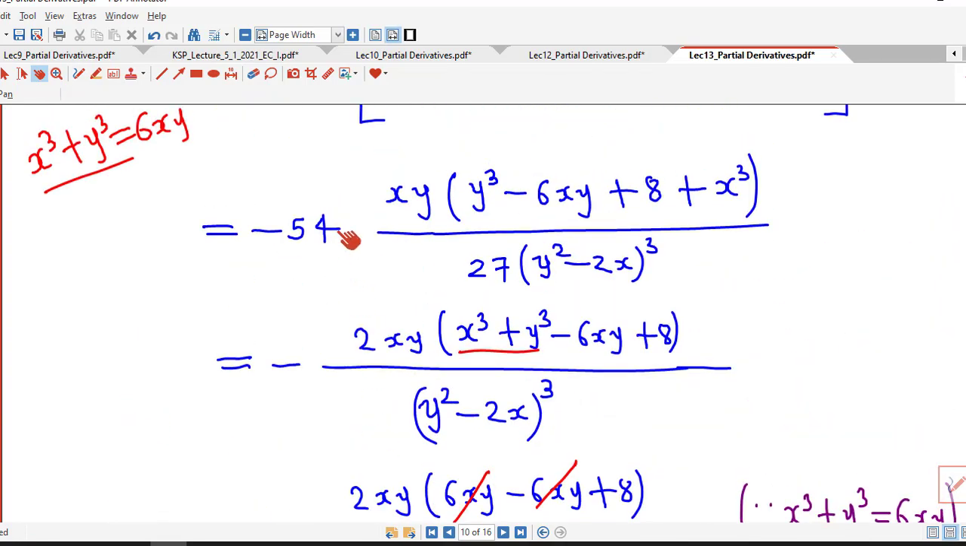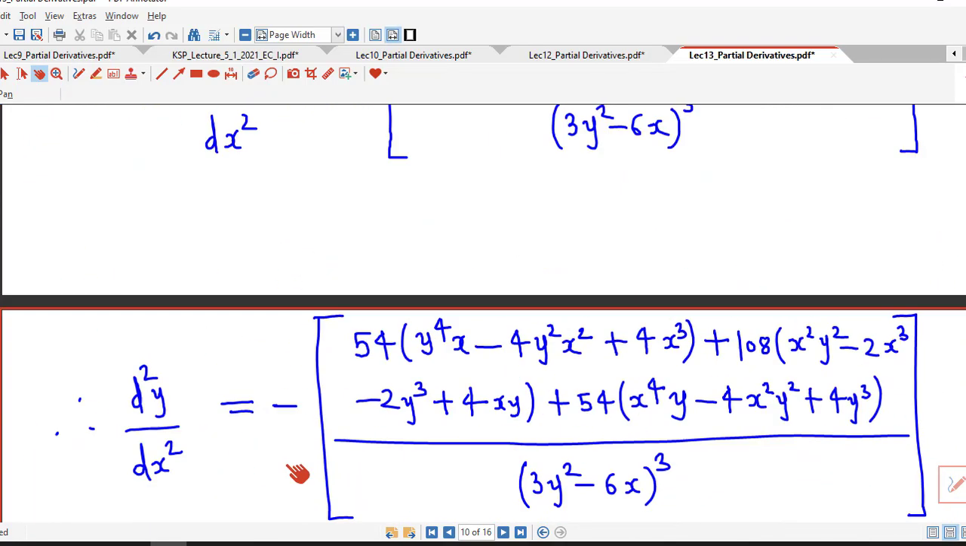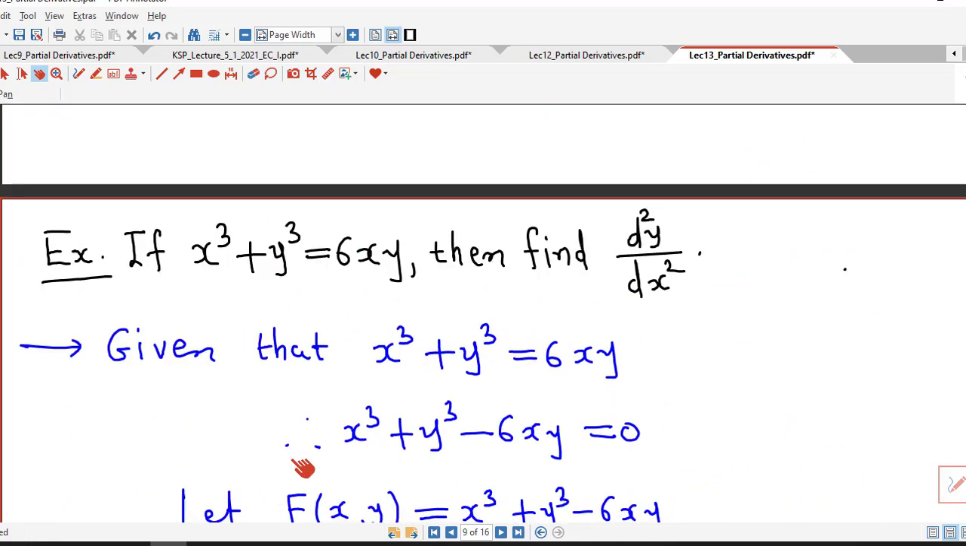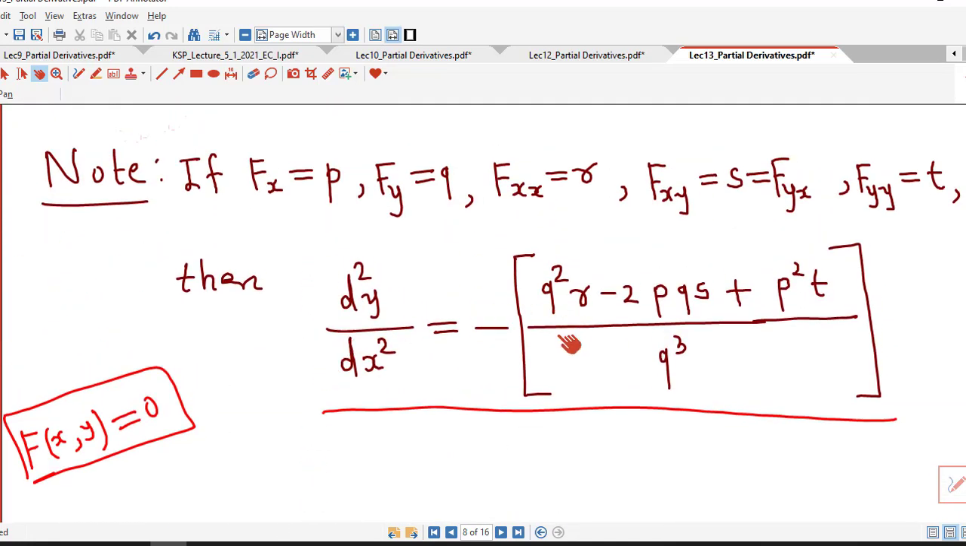So in this way, using second order partial derivatives, we can find the second order derivative of y with respect to x. So we will remember this formula. In the denominator we have cube of q, here q square into r, so the last term is p square into t, and in the middle we have minus 2 times pqs.